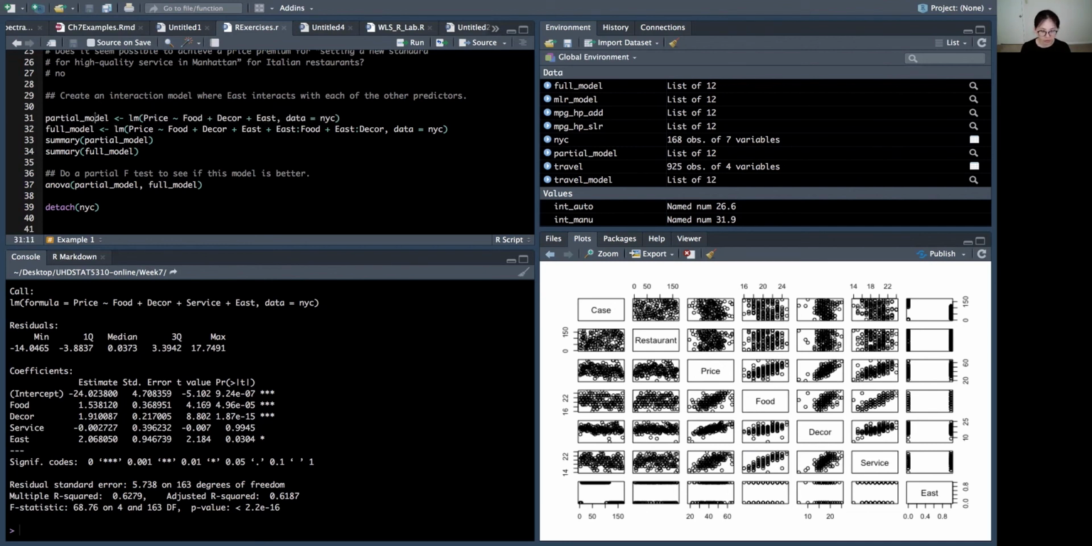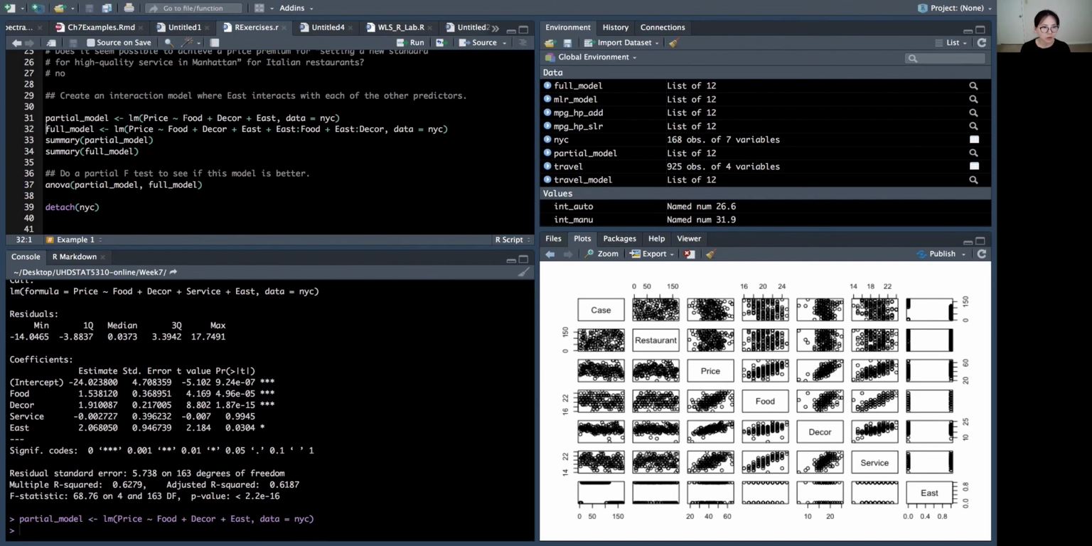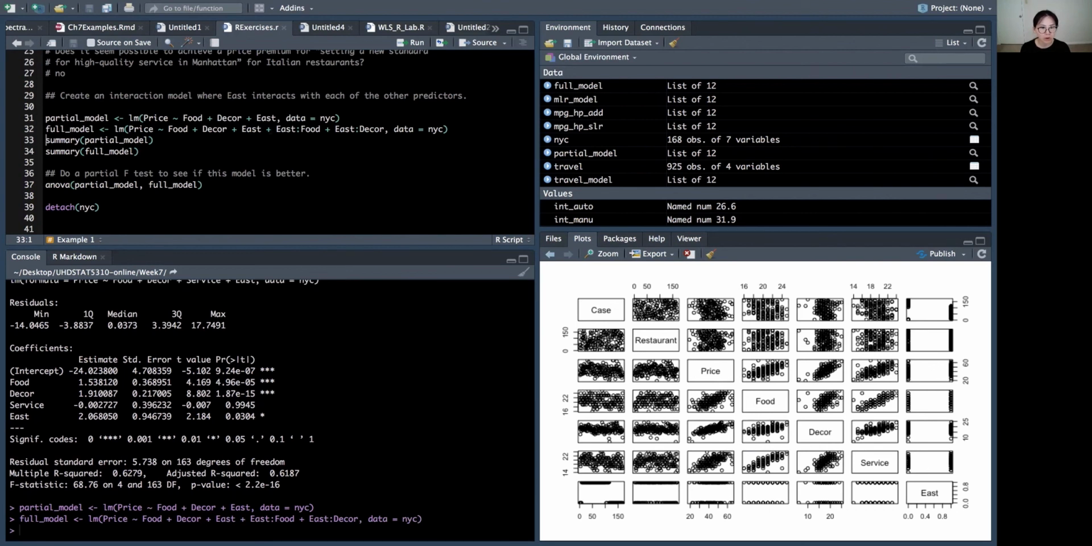Let's run this partial model with only 3 predictors, and our full model is these 3 predictors with some interaction terms. These are just some more terms compared to the partial model, and we'll do a comparison of these two. We did our partial model, and this is our full model, where we have two more predictors included.